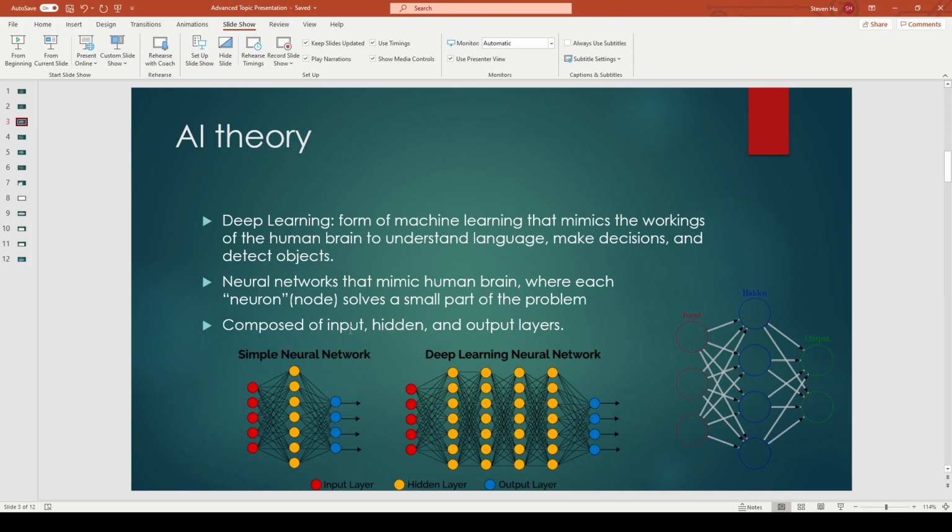So a neural network is composed of an input, a hidden, and an output layer, and the input and output layers sound exactly like what they sound like. The input layer takes the input, and the output layer takes the output. But the hidden layer is where the calculations are done essentially. So for AI that detects human faces, one part of the neural network would determine if it's a human nose or not. Another would determine if it's a human eye or not, etc.